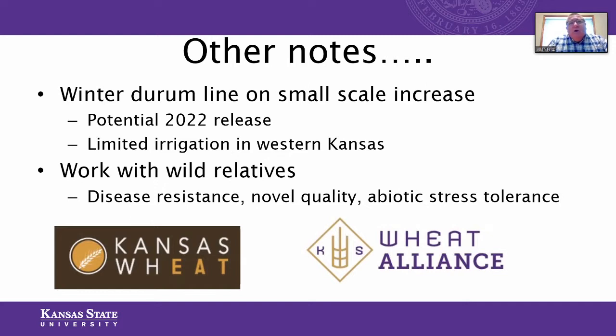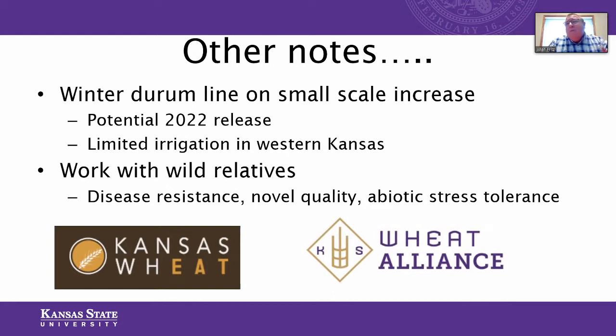And so normally durum will trade for somewhere around 50 cents to $1 a bushel more than common wheat. And so if we can combine that with some transportation advantages, we feel like there's some real opportunity there for producers to grow something with a little bit higher value that will fit on some of those fields where we need to cut back on our watering.